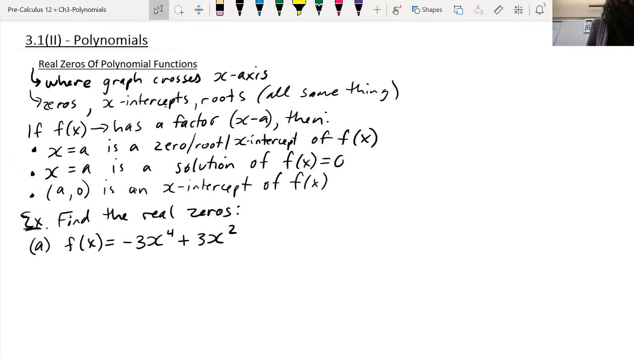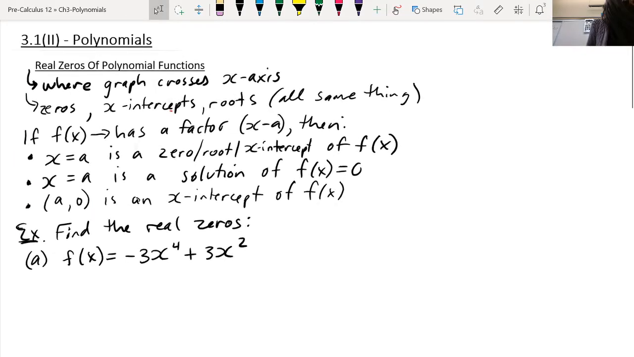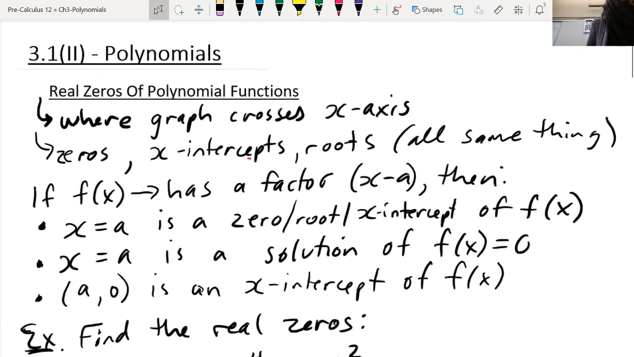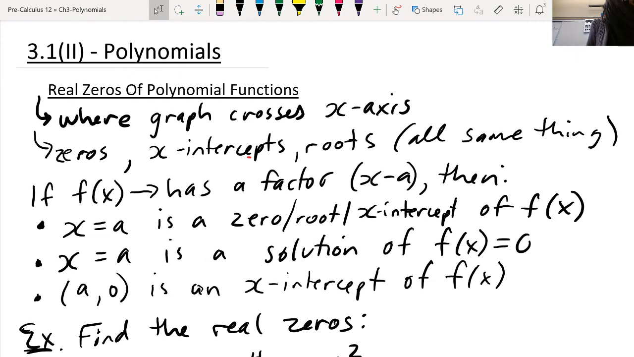Hi everyone. This is Pre-Calculus 12. Again, we're going through the second half of section 3.1 on polynomials.